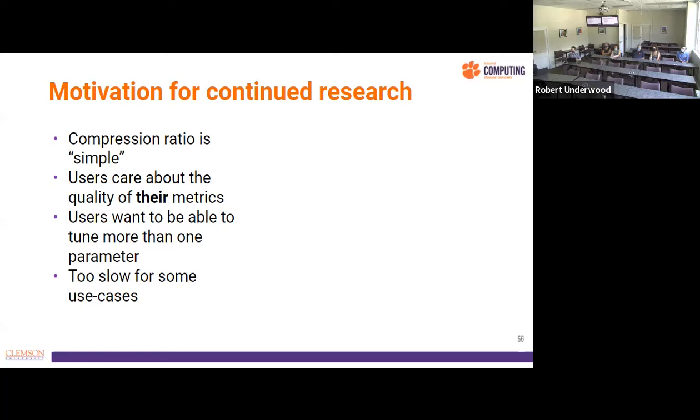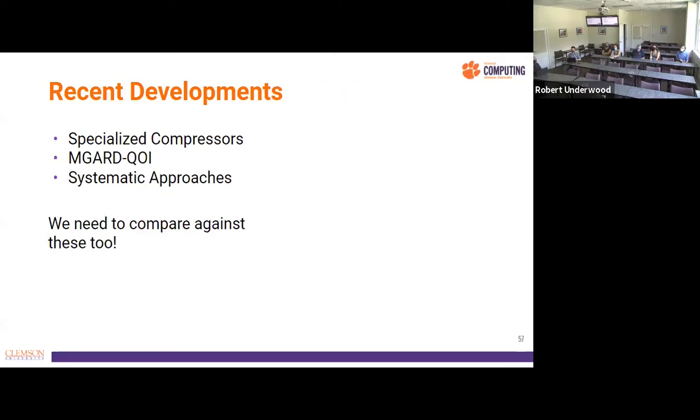Additionally, compressors such as SZ have many parameters. Users want to be able to tune more than just an error bound. Additionally, the approach that we lay out in FRAS is too slow for some use cases. So we need performance benefits and improvements as well.